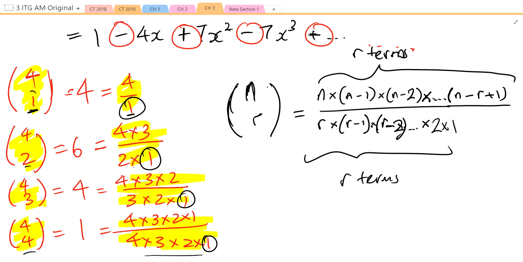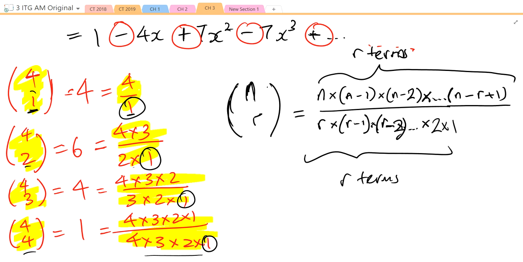If I tell you that there are only 2 terms in the numerator, what will the 2 terms be? N times? If there are 2 terms only, it will be n times n minus 1. If there are 3 terms, it will be n times n minus 1 times n minus 2. If there are r terms, it is going to be n times this, times this, times this, times n minus r plus 1.